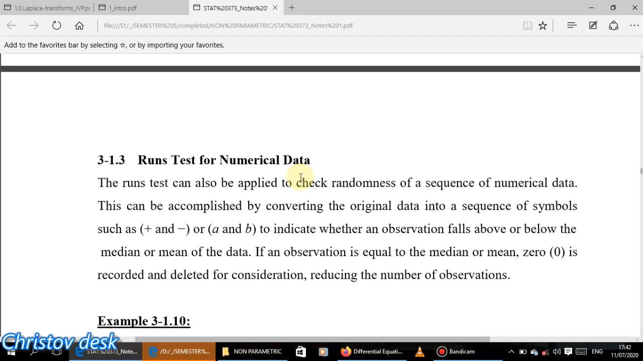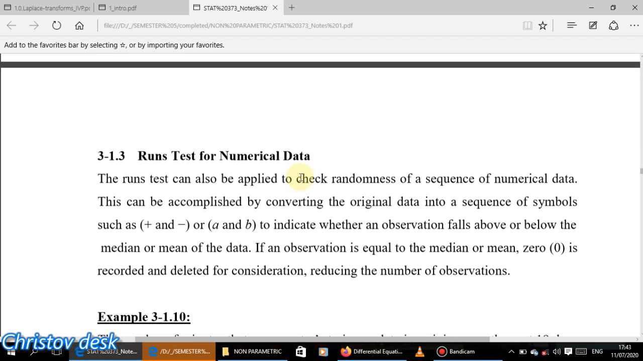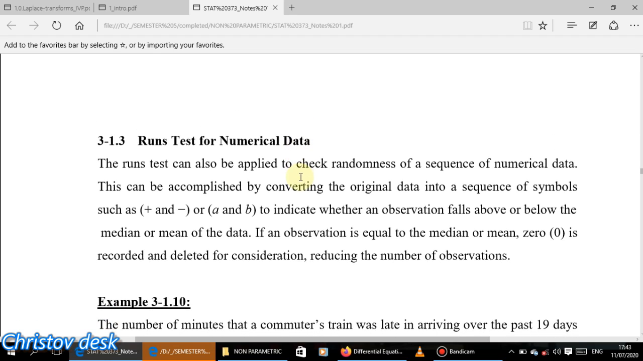So if the data point is numerical, the first thing you have to do is convert that to categorical. There are techniques you would use to convert that. Some people prefer using the median to categorize, whether you are above the median or below the median. If you are above the median, we use a plus to label you. If you are below the median, you use a minus, or you can use A to indicate those above the median and B to indicate those below the median.